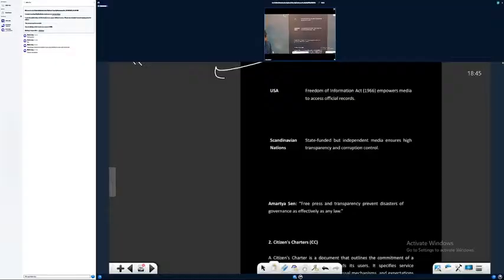There are certain value additions that I have also added, such as in the US, there is something called the Freedom of Information Act. It empowers media to access official records. So it is along similar lines like the RTI. In Scandinavian nations, there is state-funded but independent media that ensures high transparency and corruption control.